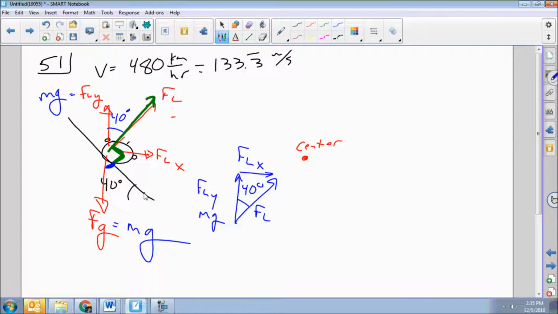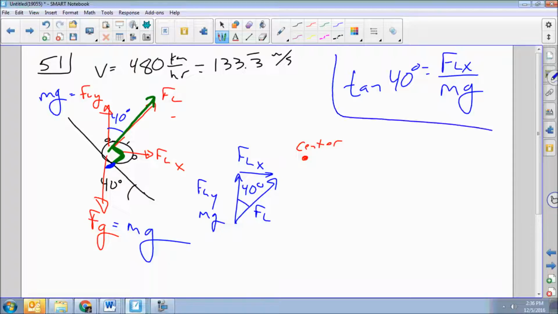Okay, so let's see. Trig function, I'm going to use tangent. So the tangent of 40 degrees is the force of lift in the x direction over the force of lift in the y direction. Follow? If you missed it, I just wrote back. Okay, so that means that the force of lift in the x direction is mg tangent of 40 degrees.